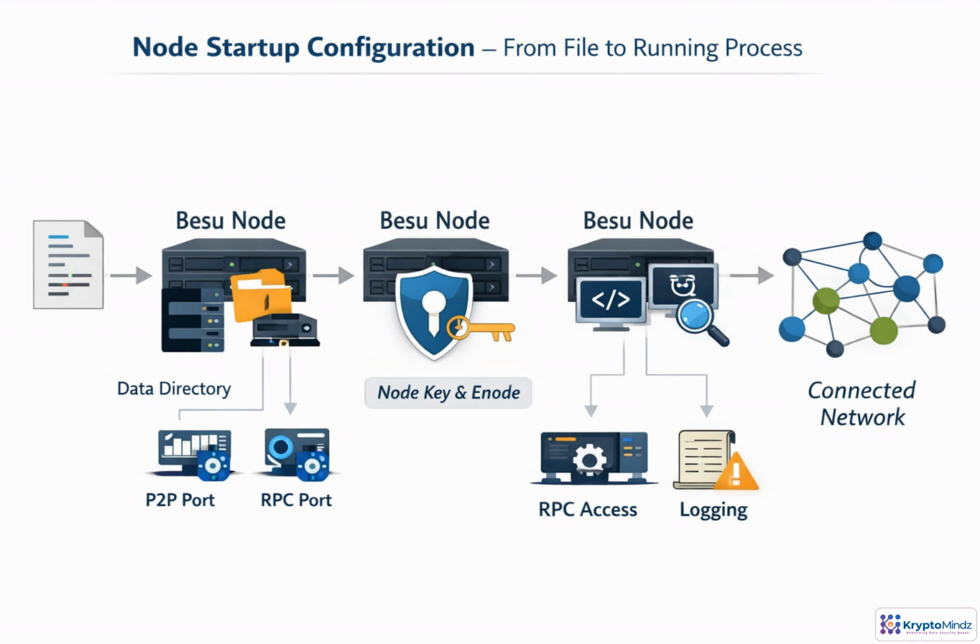Once the Genesis file defines the shared network, startup configuration makes each Besu node unique. Give every node its own data directory so chain data and keys do not collide. Point each node to the same Genesis file, but assign distinct P2P, RPC, and metrics ports. The node key creates the node identity peers use to connect. Then configure discovery, RPC access, and logging, start the process, and verify that it joins the network.